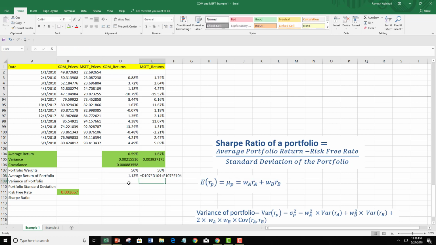Alright, so next we can compute the portfolio variance because we need to compute the portfolio standard deviation, and remember, portfolio standard deviation is the square root of portfolio variance. So let's compute portfolio variance first.